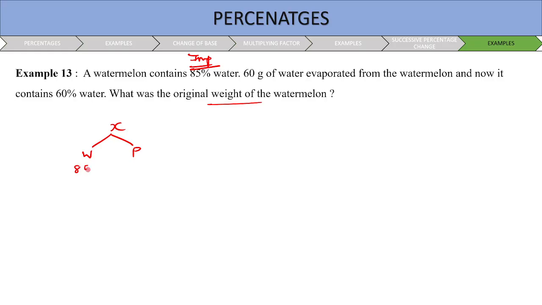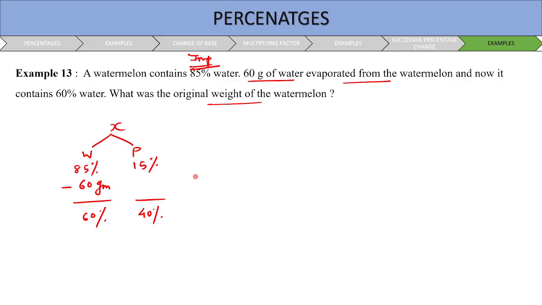The water is 85 percent, so the pulp will be the remaining 15 percent. After that, 60 grams of water got evaporated, and now it contains only 60 percent water. What was the original weight of the watermelon? We have to find it. So after evaporating 60 grams of water, it contains only 60 percent water, so the remaining pulp content will be 40 percent. This is what the question is telling.